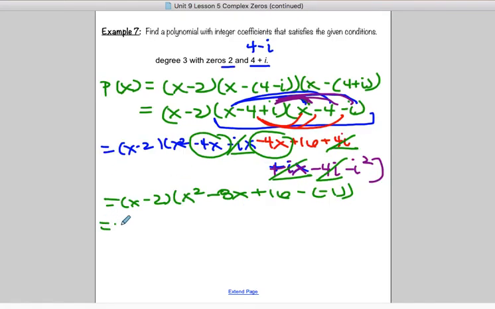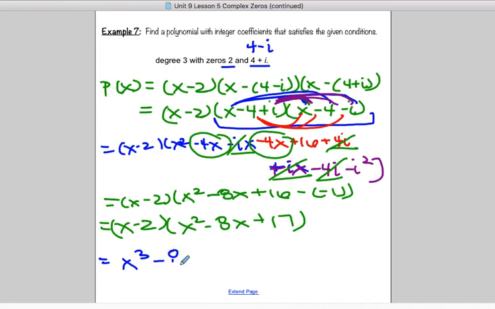So we have x minus 2. Then I have x squared minus 8x. And then minus a negative, so plus 17. Then we distribute. We'll have x cubed minus 8x squared plus 17x. Then we distribute our negative 2, so minus 2x squared plus 16x. And then negative 2 times 17, negative 34.